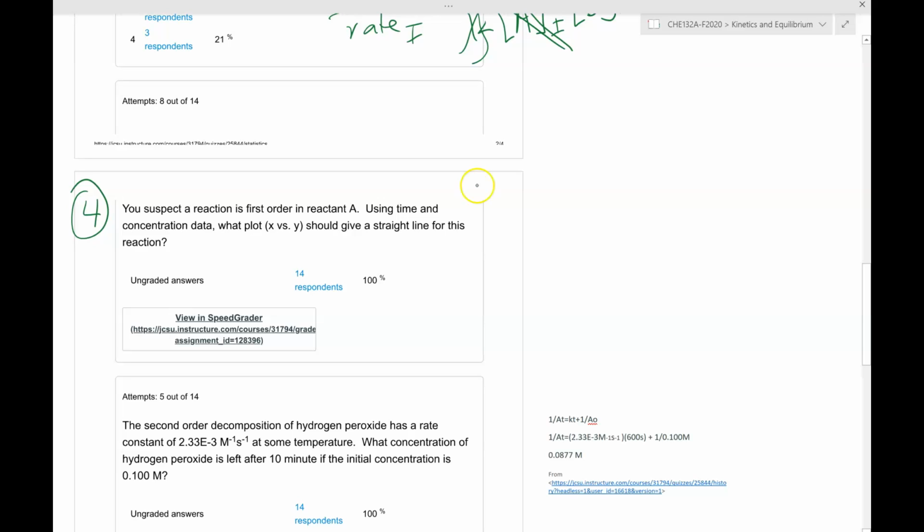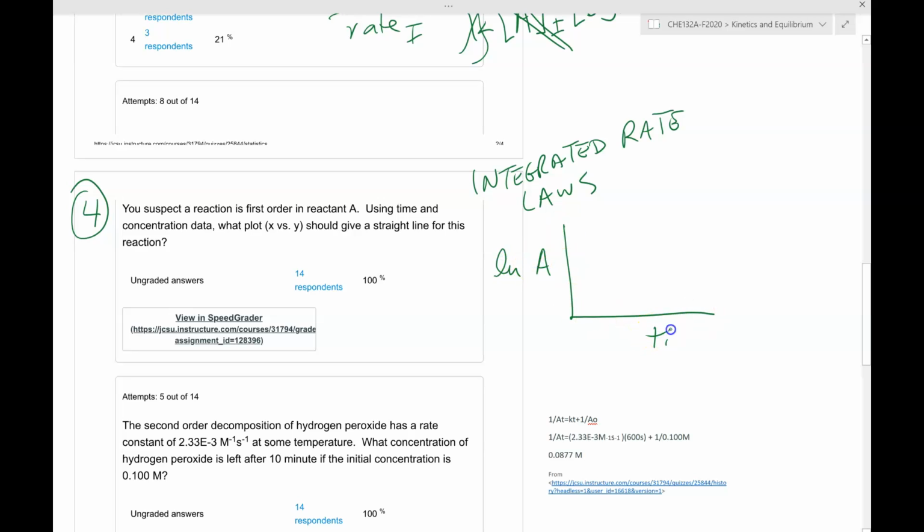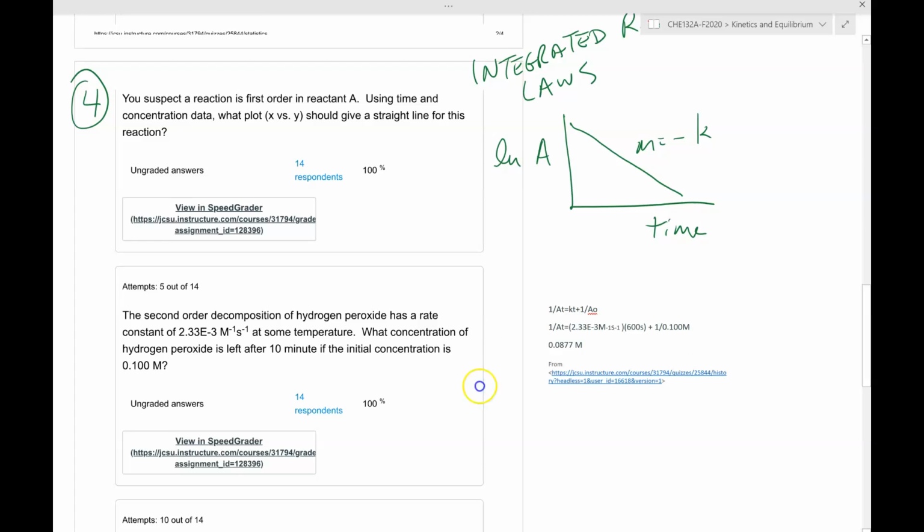Simply, this is looking at integrated rate laws. And we basically talked about different plots that correspond to first, second, and zeroth order reactions. And the one that corresponds to a first order reaction is the one where you have the natural log of A versus the time. That gives you a straight line, and the slope of that line is negative the rate constant for that. So that's what I'll be looking for there.